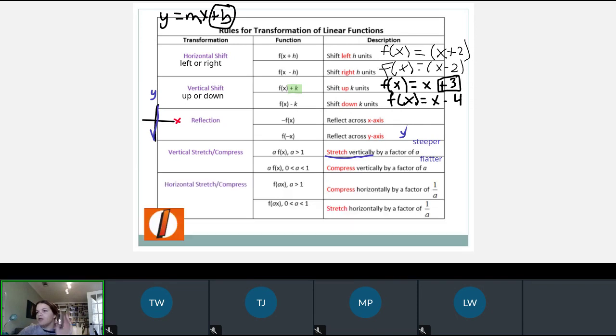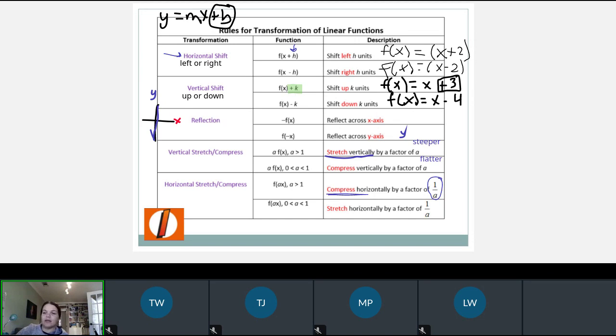And then lastly, we have horizontal stretches and compressions. So if the number A happens inside the parentheses, just like this top one has the word horizontal and it happens inside the parentheses, same with the bottom. If it happens inside the parentheses, it's horizontal. So if A is greater than 1, it's going to be a compression. So this is backwards. Just like the horizontal left and right was kind of backwards, this one is also kind of backwards. So you can see it's not hard rules, but there are a lot of rules.